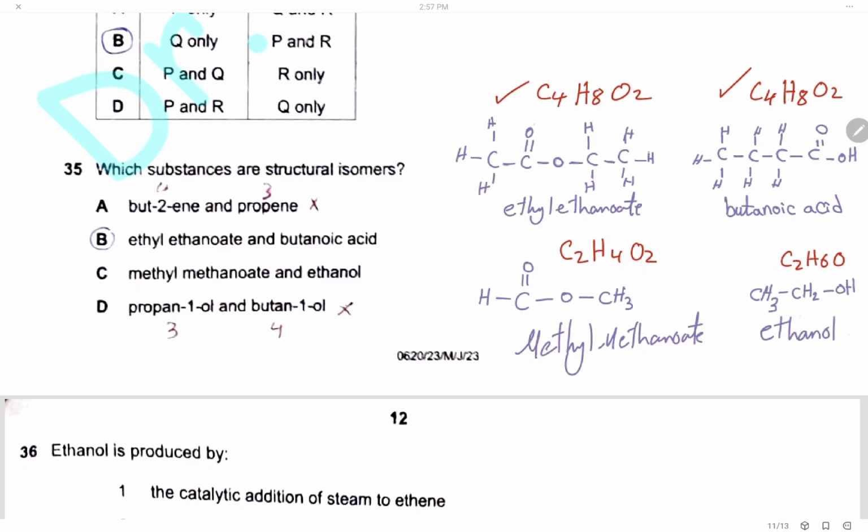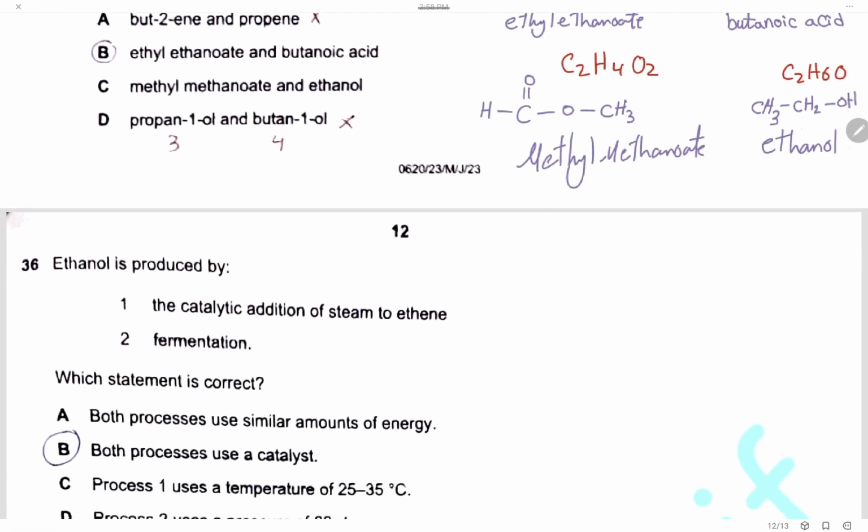We have B and C, so I drew the structure to compare between ethyl ethanoate and butanoic acid, and also I drew C here, methyl methanoate and ethanol. This is the structure of ethyl ethanoate and butanoic acid. As we can see here, they have the same molecular formula, C4H8O2, but for methyl methanoate and ethanol, we have different molecular formula, so the only correct statement will be B. The structural isomers are ethyl ethanoate and butanoic acid.